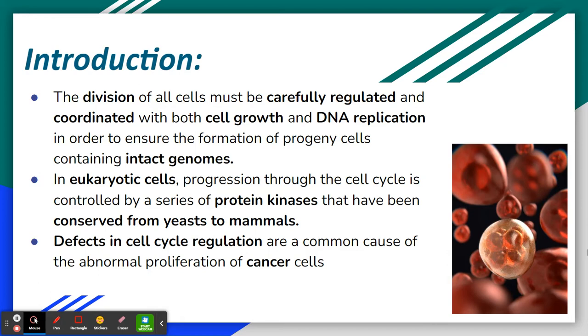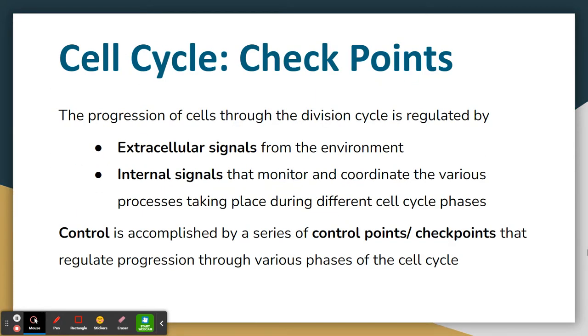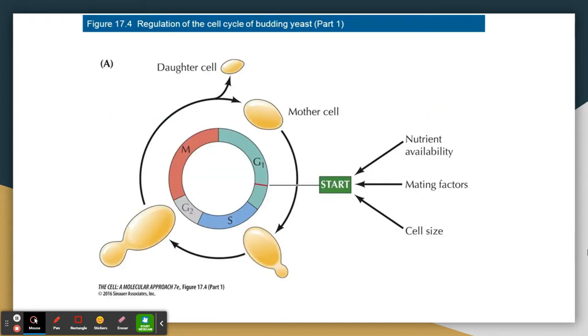Defects in cell cycle regulation are the most common cause of the abnormal proliferation of cancer cells. The progression of cells through cell division is regulated by extracellular signals from the environment as well as internal signals that monitor and coordinate the various processes taking place during different cell cycle phases. This control is accomplished by a series of checkpoints or control points that regulate progression of the cell through the various phases of the cell cycle.